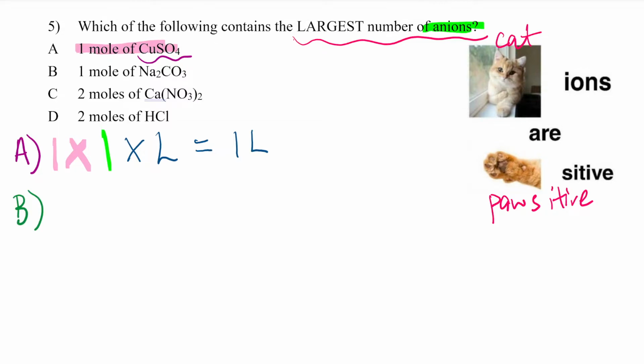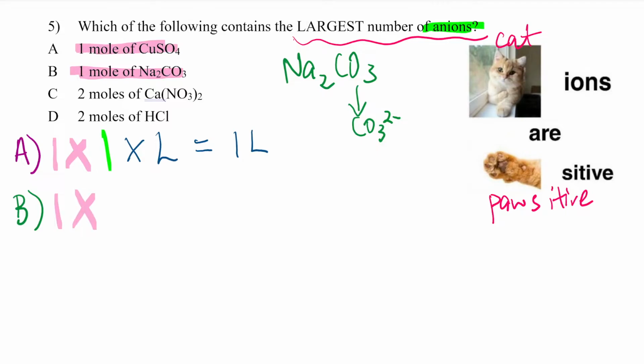All right, B. How about for 1 mole of Na2CO3? Is there any number beyond the CO3? No, that means I just have one anion again. So our target is just one anion. Again, I'll first start off with my overall moles and times it by the number of anions. Here again, I just have one anion. And then times it by Avogadro's number. Here, the answer is also 1L.